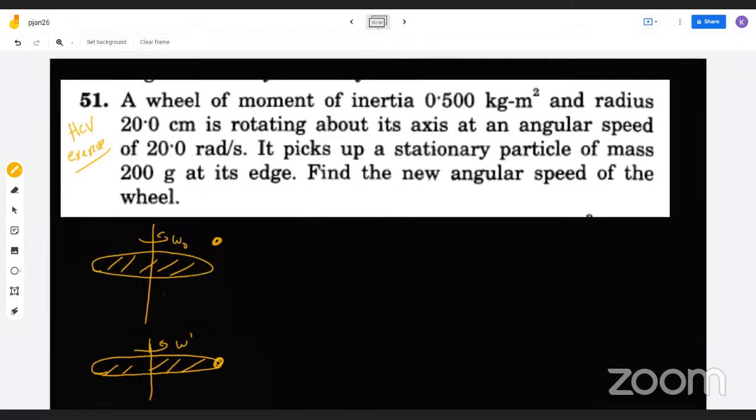Yes guys, which concept you are going to use? The one we did in the first question. Conservation of angular momentum, yes, correct guys. इससे निकालो, answer कितना आ रहा है?